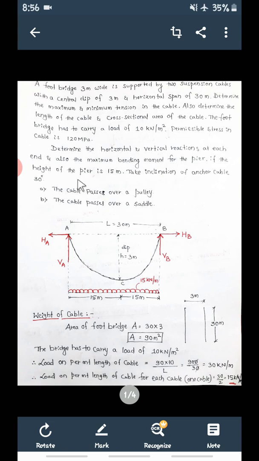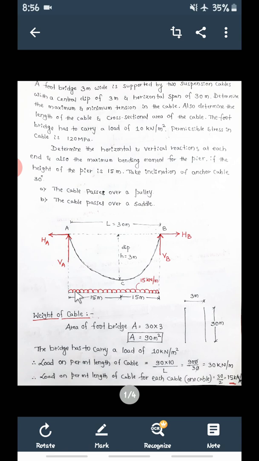So as per the given problem, first we're going to draw the sketch. So A and B are the two supports, and these two supports are separated by a distance of 30 meters. So capital L, that is span, is 30 meter. Then as usual, central dip is given, small h is equal to 3 meter. Now let us see this figure.